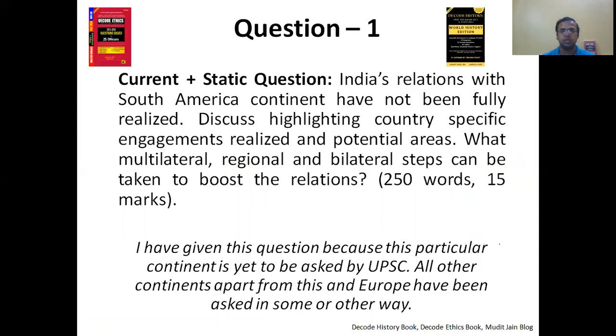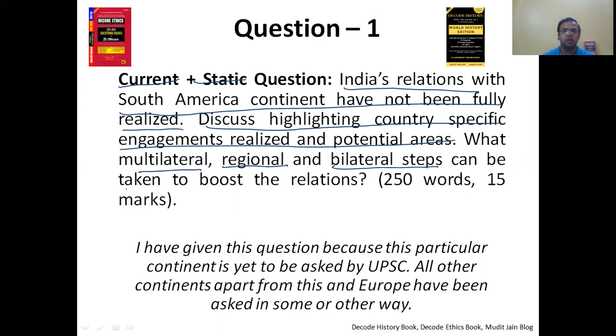Now let us discuss some questions and some sample answers that I wrote in a few of my tests. It is a mixed type question, that is current as well as static. I have made this question myself. So the question is: India's relations with the South America continent have not been fully realized. Discuss highlighting country specific engagements realized and potential areas. What multilateral, regional, and bilateral steps can be taken to boost the relations? I think I have made this question myself and it is not from any test series, but I'm not sure, as it looks quite good. I don't think I can frame such a broad question.